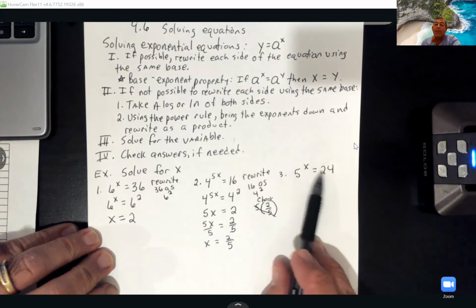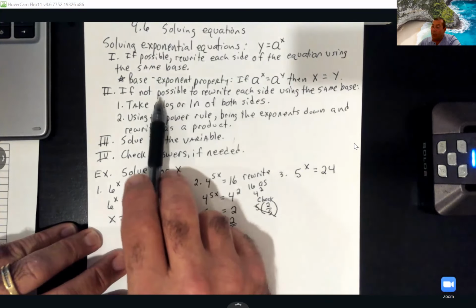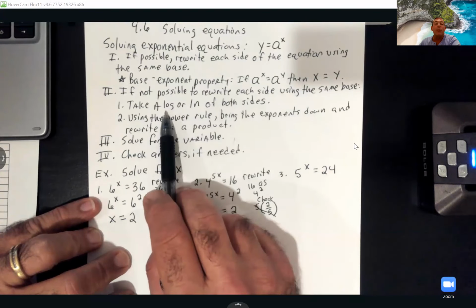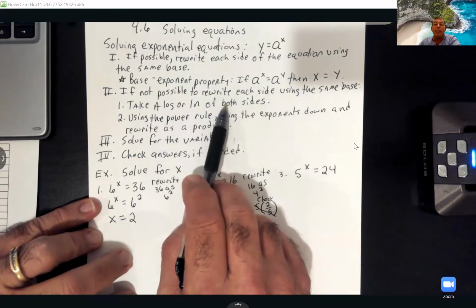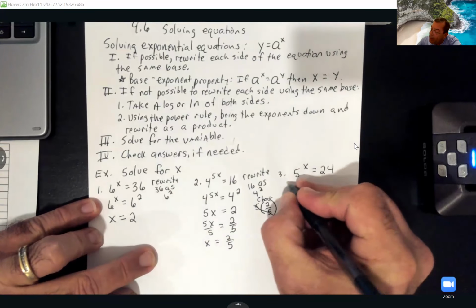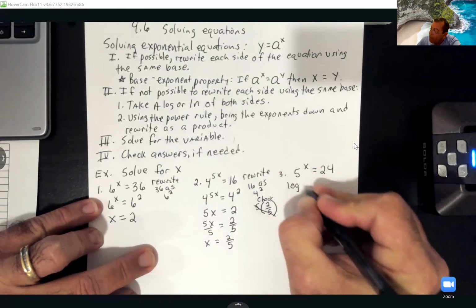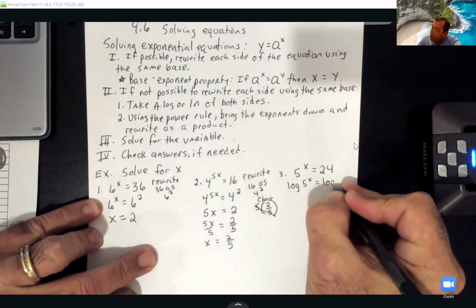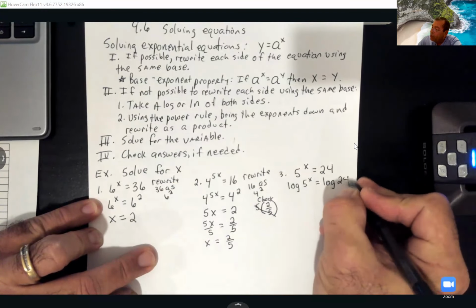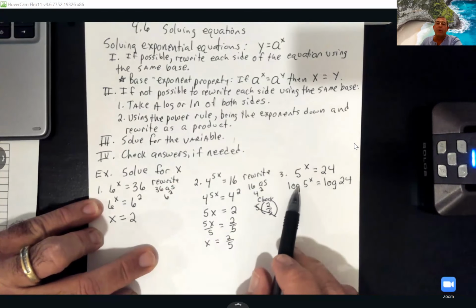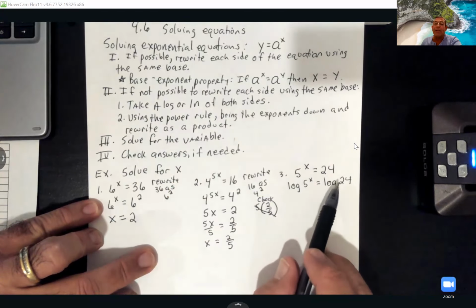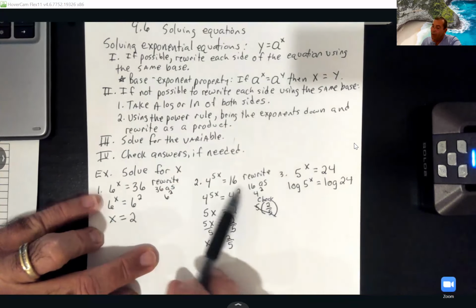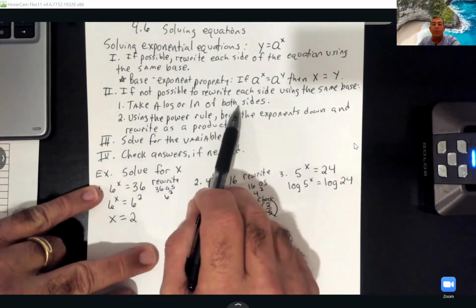So since I can't rewrite this one, I'm going to go right here where it says if it's not possible, we're going to take the log of both sides. So you're going to come in and do log 5 to the X equals log of 24. So remember, if I do a log on this side, I definitely got to do a log on the other side of the equals. But now we took a log of both sides.